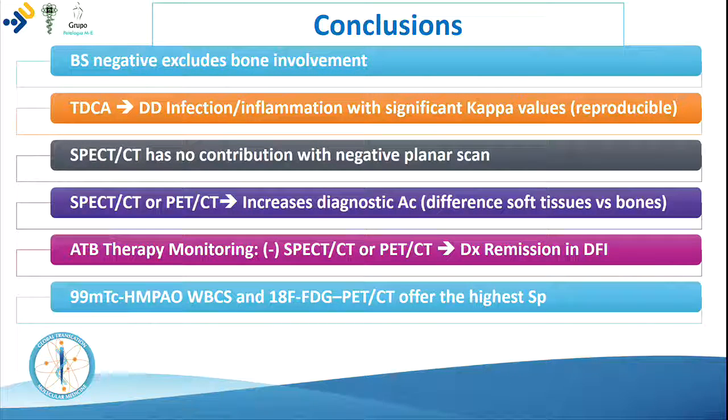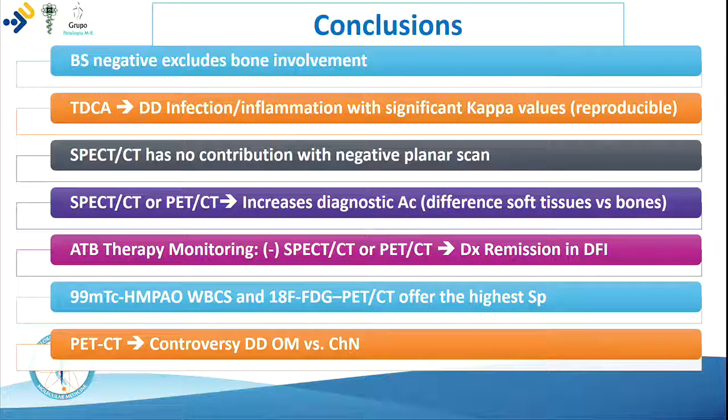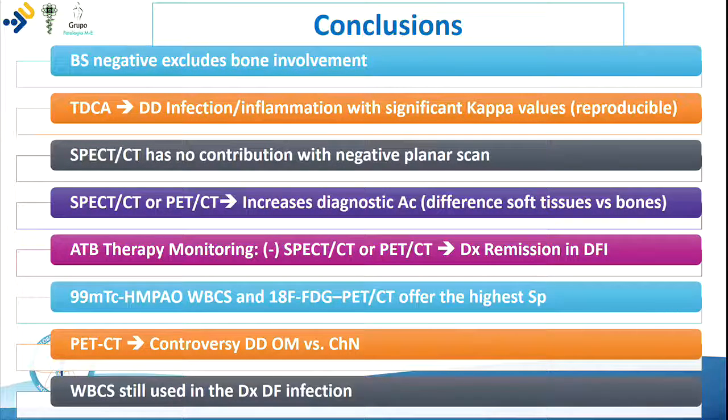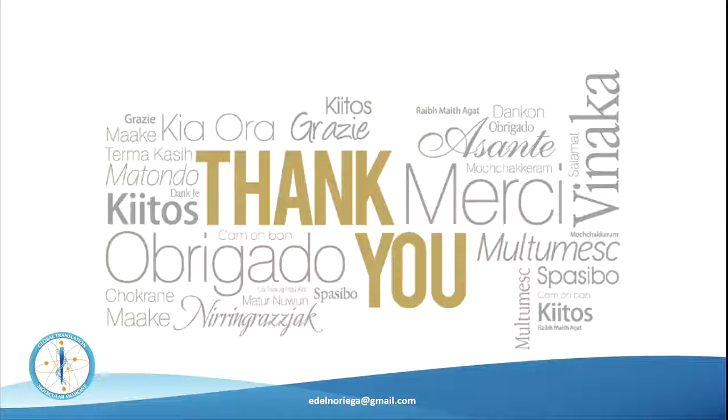Nowadays, leukocyte scan with tenesion and PET-CT offer the highest specificity, but in PET-CT there are also controversial results in the differential diagnosis of osteomyelitis and Charcot neuroarthropathy. So currently, leukocyte scan is still used in the diagnosis of diabetic foot infection, but perhaps in the future, I think PET-CT could replace leukocyte scan. Thank you very much.